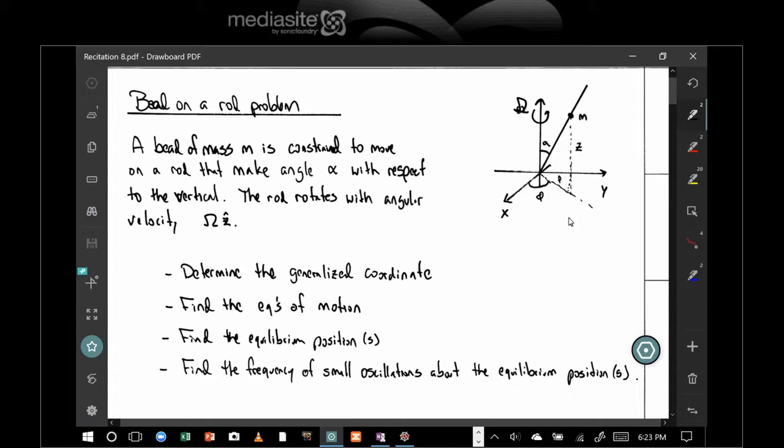What we're going to find out is there will be an equilibrium position, but that equilibrium position will be an unstable equilibrium position. So there will not be any frequency of small oscillations. That's what we're going to show. So let's get the equations of motion first by writing down the Lagrangian.